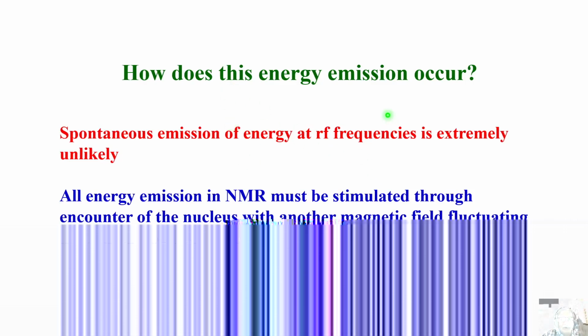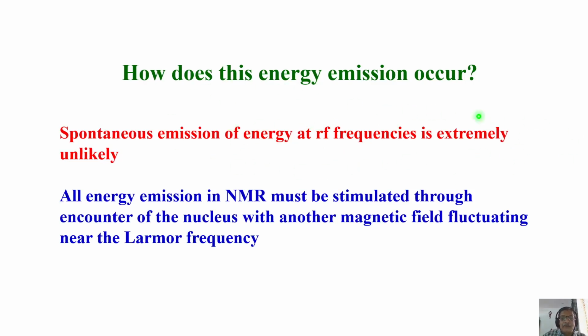No. Remember earlier we also discussed that spontaneous emission in the radio frequency region is almost negligible because it goes as the cube of frequency. I already told you long back. So all energy emission in NMR especially must be stimulated. There must be a stimulated emission so that this nucleus can give energy to the surroundings. What is the stimulation? Where do you get the stimulation from? If the nucleus has to give energy by stimulated emission, there must be some stimulation. Where do you get this?